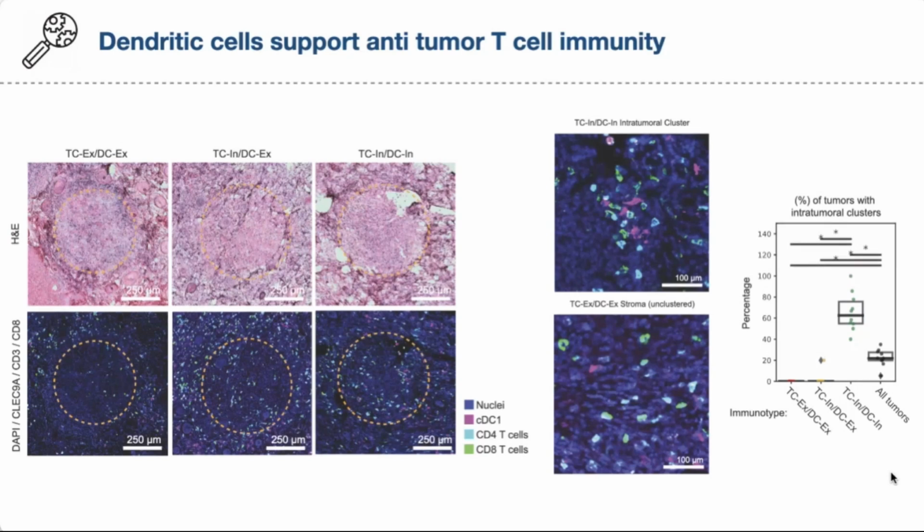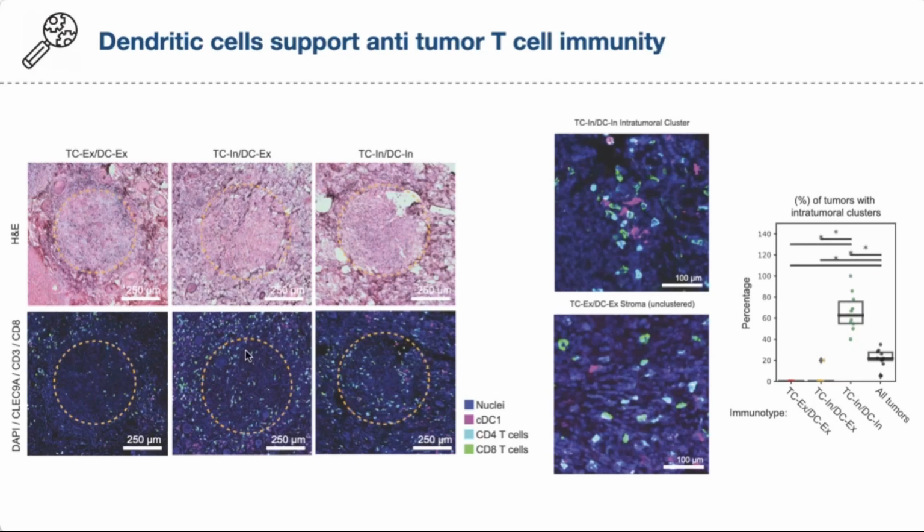So next, we wanted to look at the spatial distribution of T cells and dendritic cells by histology to try to understand how our spatial immunotypes related to the histological observation of dendritic cell clustering with T cells in some clinical instances. And so we can see by looking in H&E and a multiplex IF staining for cDC1, CD4 T cells, and CD8 T cells, we can observe tumors that have exclusion of dendritic cells and T cells, so there's not many immune cells at all within the tumor boundary.